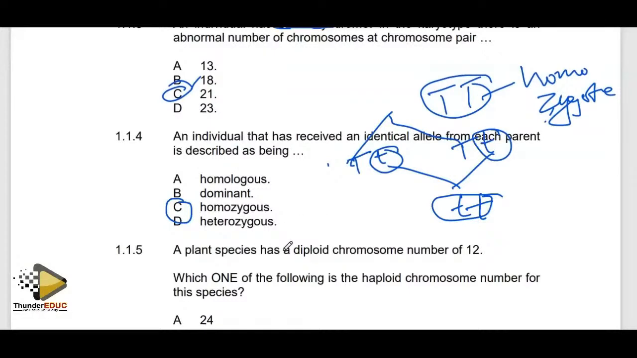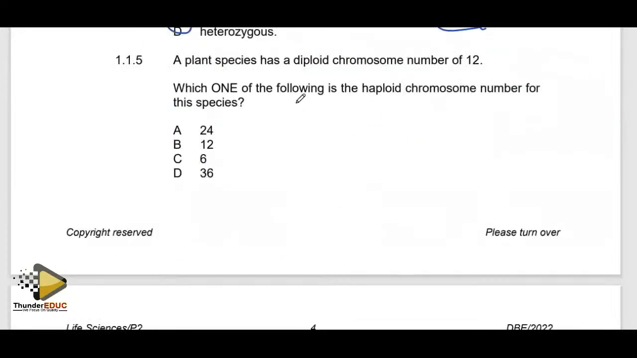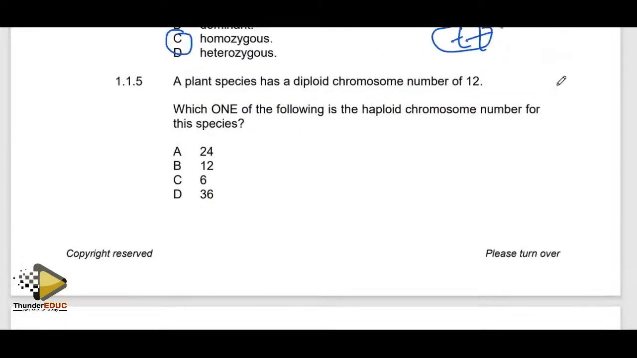Then the next question, they are saying that the plant species has a diploid chromosome number of 12. If a plant species has a diploid chromosome number of 12, which of the following is a haploid chromosome number for this species? It means that if it is diploid, di means 2. That's why it's called 2 sets of chromosomes.